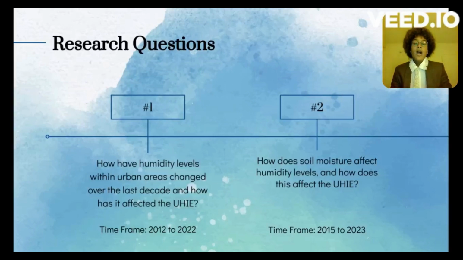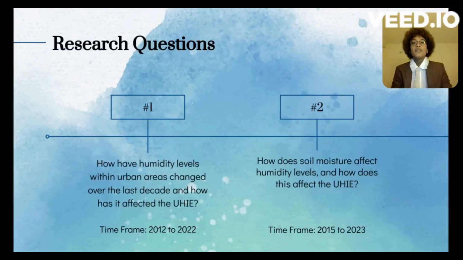That being said, our study aims at answering the following two questions. How have humidity levels within urban areas changed over the last decade, and how has it affected the urban heat island effect? The time frame will be between 2012 and 2022, and I will be in charge of answering this question. My partner Daniel will answer how soil moisture affects humidity levels, and how this affects the urban heat island effect. His time frame is between 2015 and 2023.